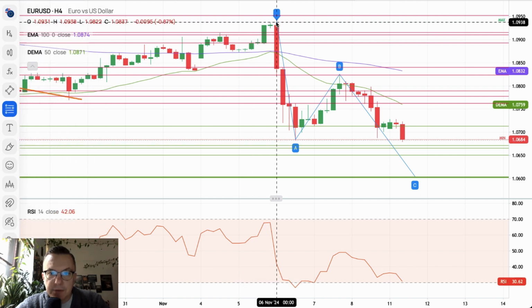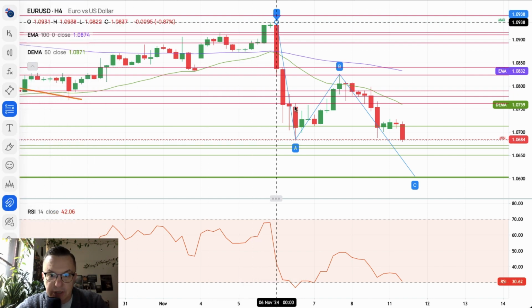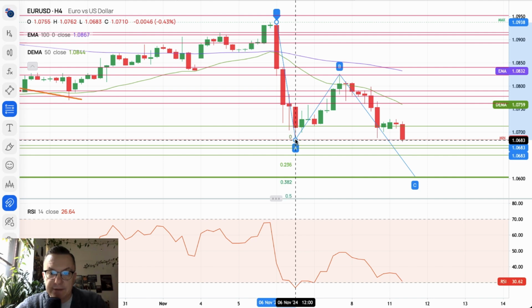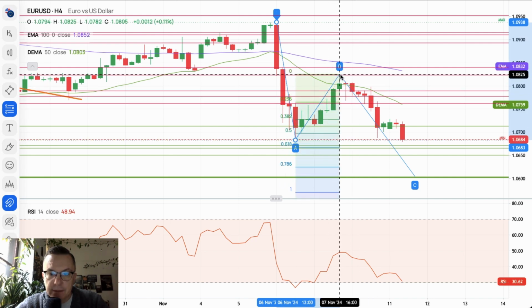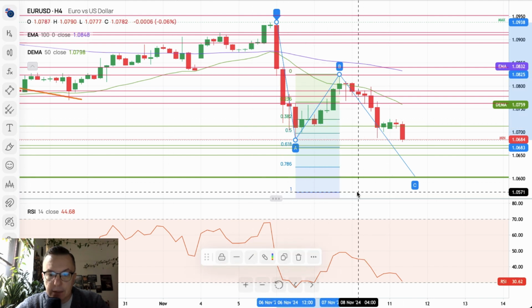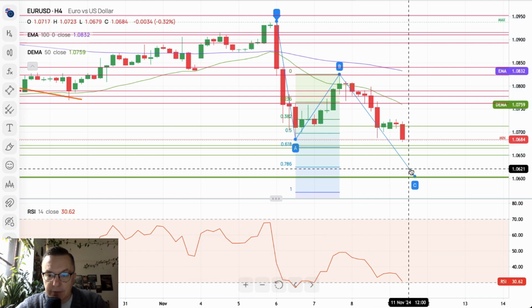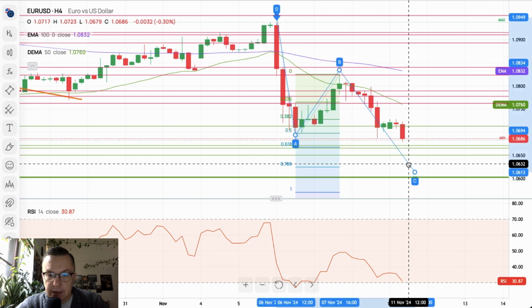If we try the trend-based Fibonacci extension just to find the projection of the target for the wave C, we got the wave A here, and the wave B is here, the top. So the one-to-one projection for the wave C low is, as you can see, 1.0571. So we might even break in that scenario, basically.